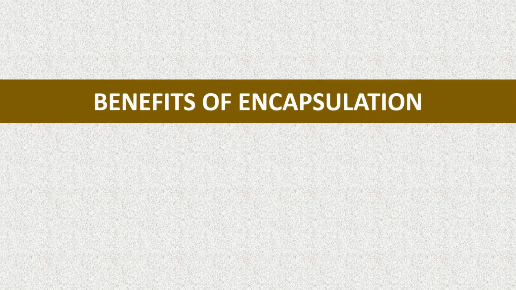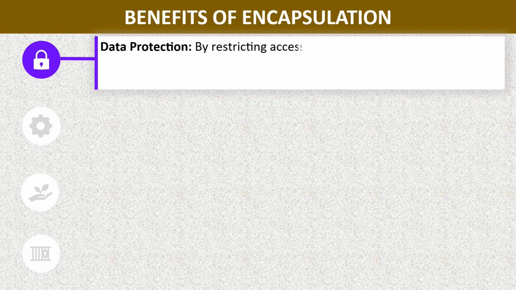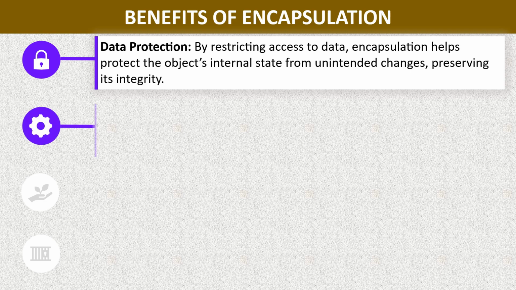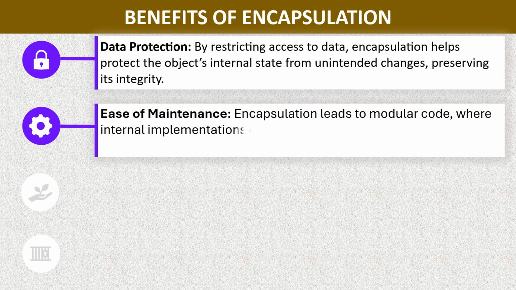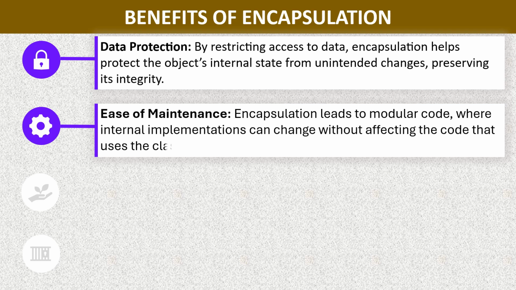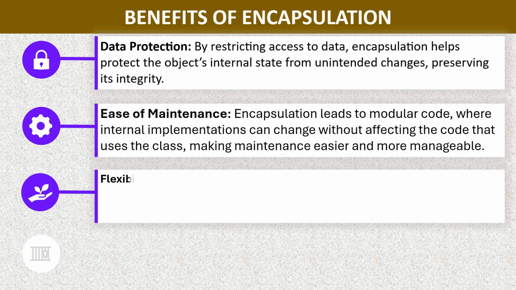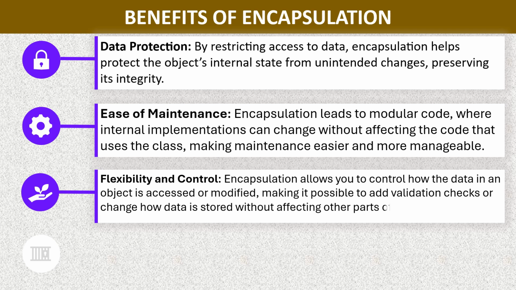Lastly, we see what the benefits of encapsulation are, or why we should use it in our code. By restricting access to data, encapsulation helps protect the object's internal state from unintended changes, preserving its integrity. Encapsulation leads to modular code, where internal implementations can change without affecting the code that uses the class, making maintenance easier and more manageable. Encapsulation allows you to control how the data in an object is accessed or modified, making it possible to add validation checks or change how data is stored without affecting other parts of the code.